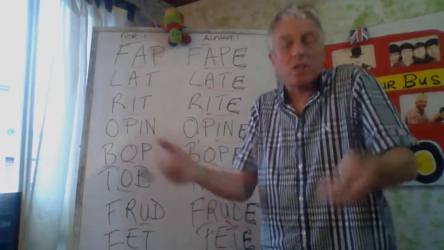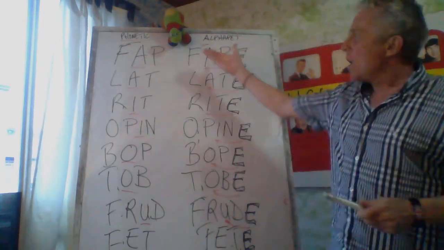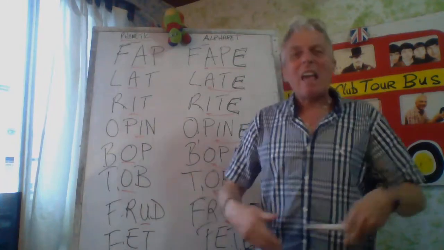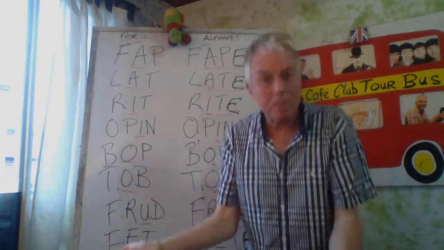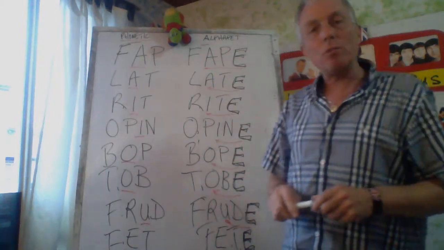These words don't exist. But it just gives you an example of how you don't have to get confused. You don't need somebody beside you saying, how do you pronounce this? How do you pronounce that? Just follow the rules. A, E, I, O, U.